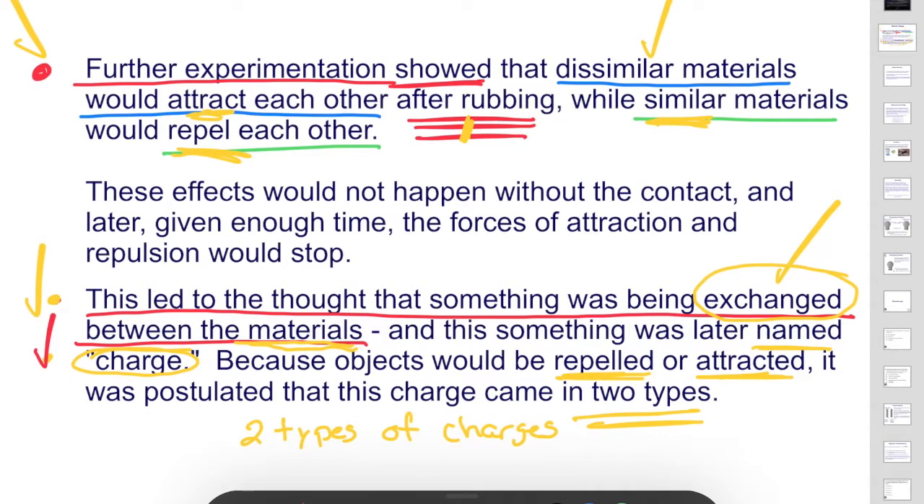And then also, after, again, a lot of experiments, they said, you know what? If the objects will repel and attract, there are two different things that are happening. That means that there needs to be more than one charge. There need to be at least two types of charge. And this is the third point that you need to have in your notebook. Okay? And this is the last part that we have in this concept.